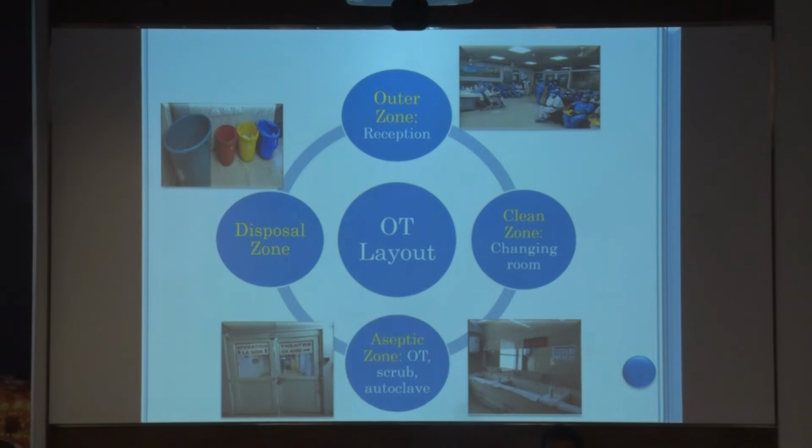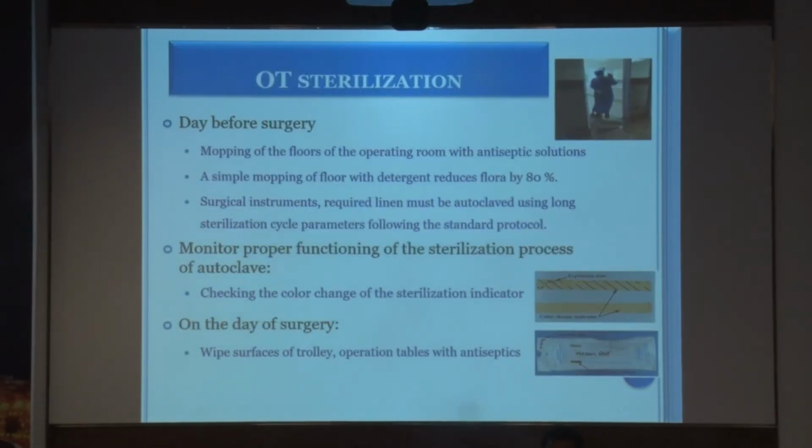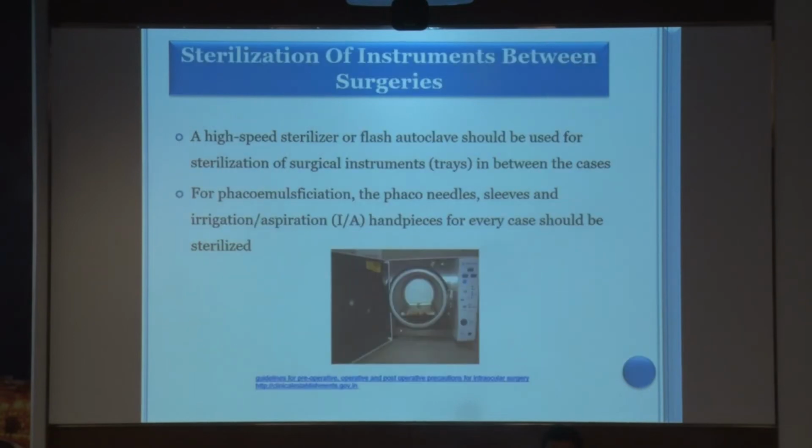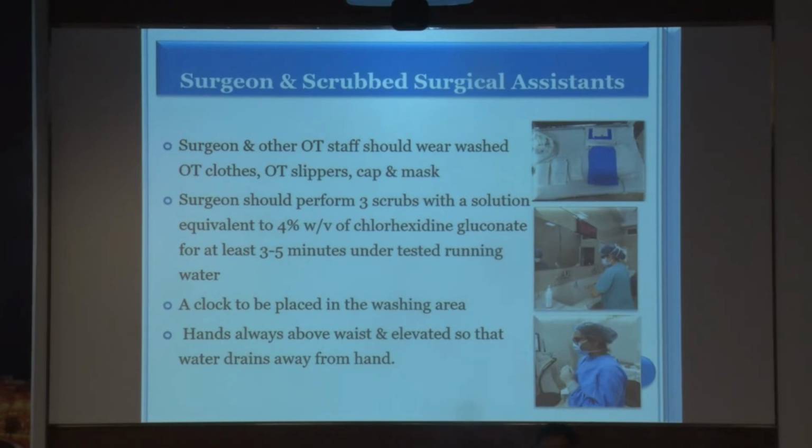OT layout should be as per the guidelines. I will not go into details of it. Sterilization should be done, proper mopping and all the methods should be followed in order to sterilize the OT. The instruments should be sterilized, the high-speed sterilizer, you can have plasma, you can have autoclave, all these, in order to sterilize the instruments in between cases. That is most important, because we always operate multiple cases, and in between cases the issue comes, and then infection can go on and on in multiple cases.